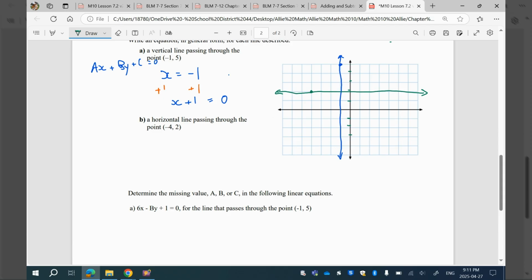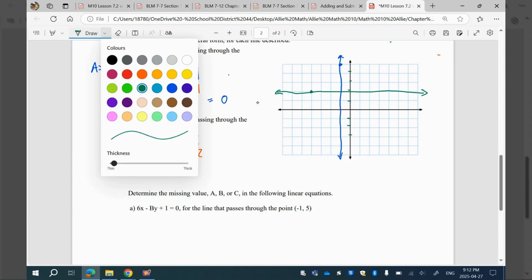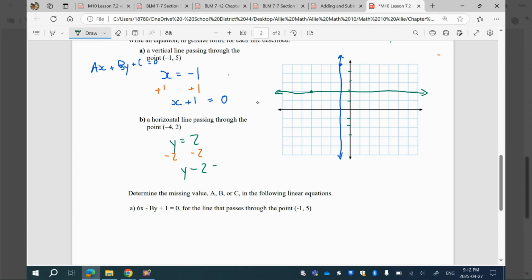And so now we have no restrictions on our x's. It's only where y equals 2. So, y equals 2. It's a horizontal line. There's no restrictions on our x's. It exists at 0 and 1 and 2 and 3 and 4. But we need to have everything on one side. So let's subtract 2 from each side. And we are left with y minus 2 equals 0.